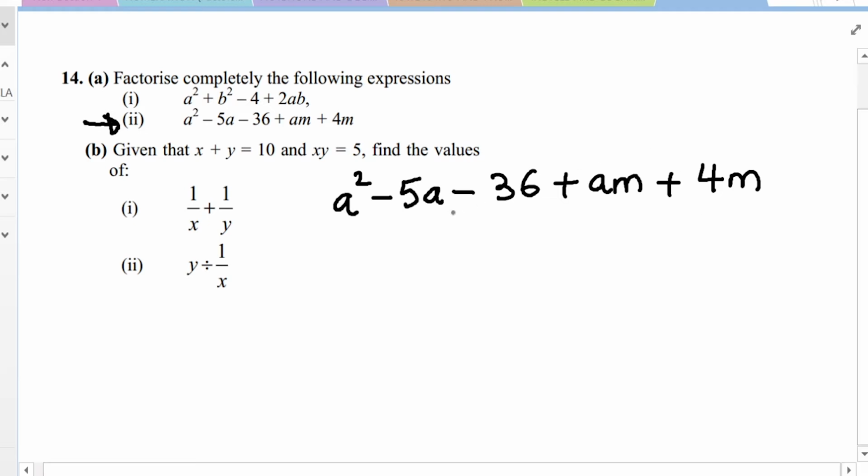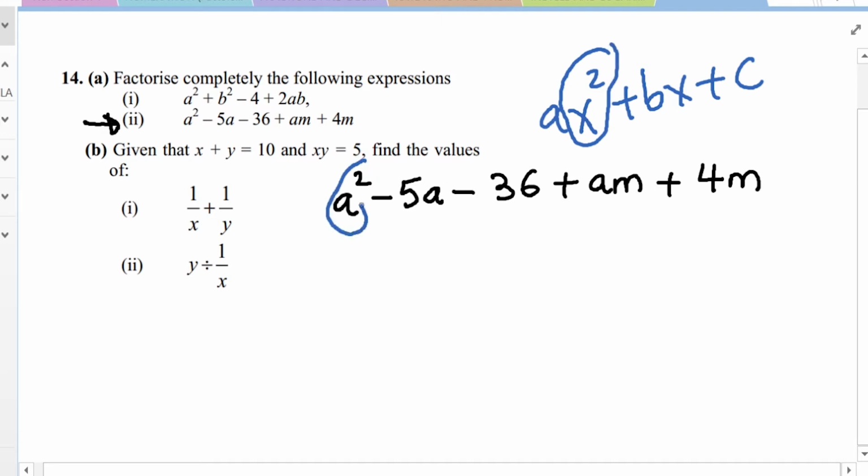So I'll get started by rearranging this expression in the form of ax squared plus bx plus c. That's what I'm going to do. So it means that my value of x is the one that is squared. So in this expression, it is a that is squared. So this is going to become my value of x. So where there is a, here is the value of x. This a is the value of x. So let me rearrange it so that it looks like that.